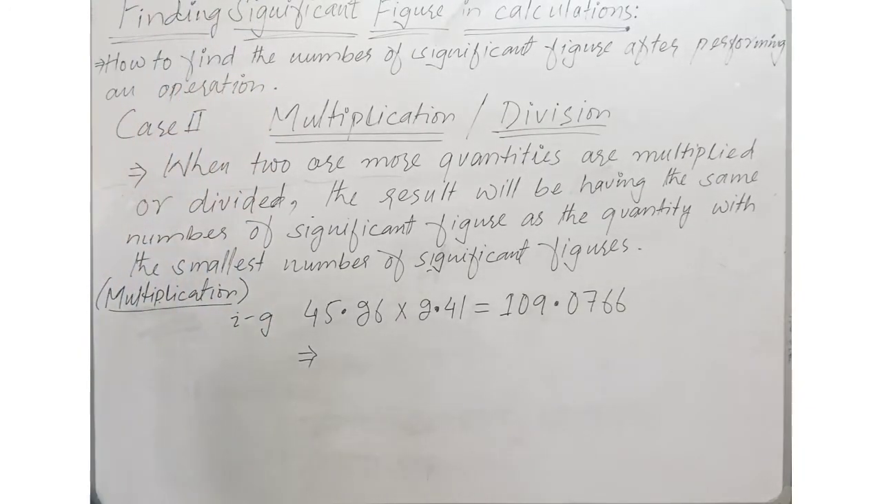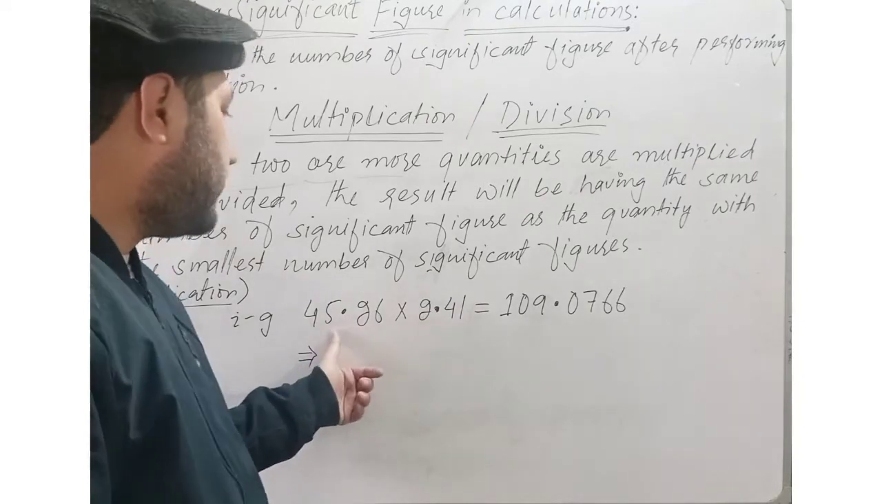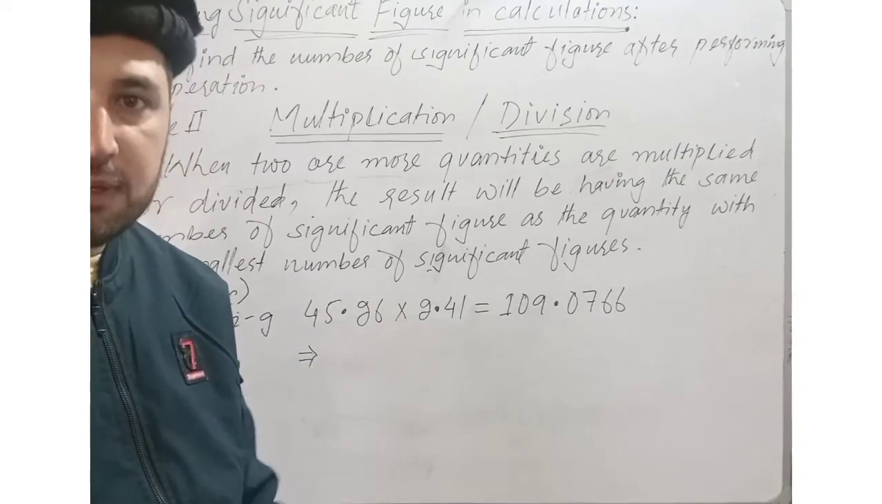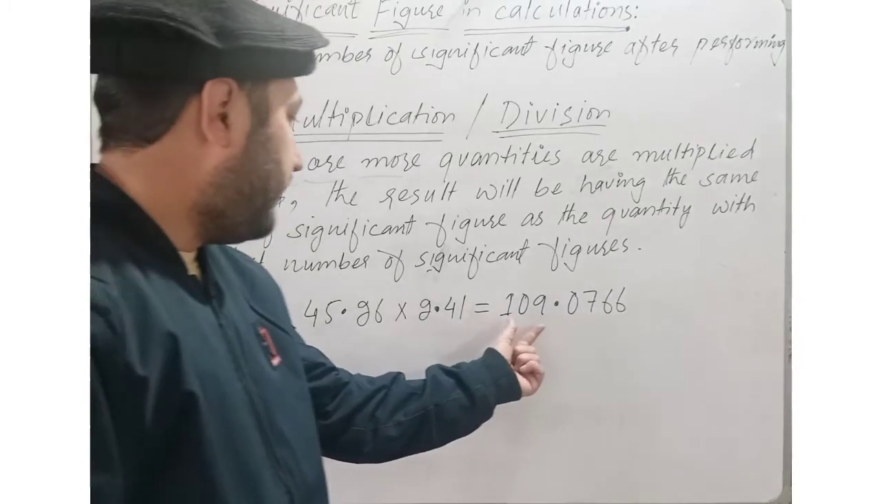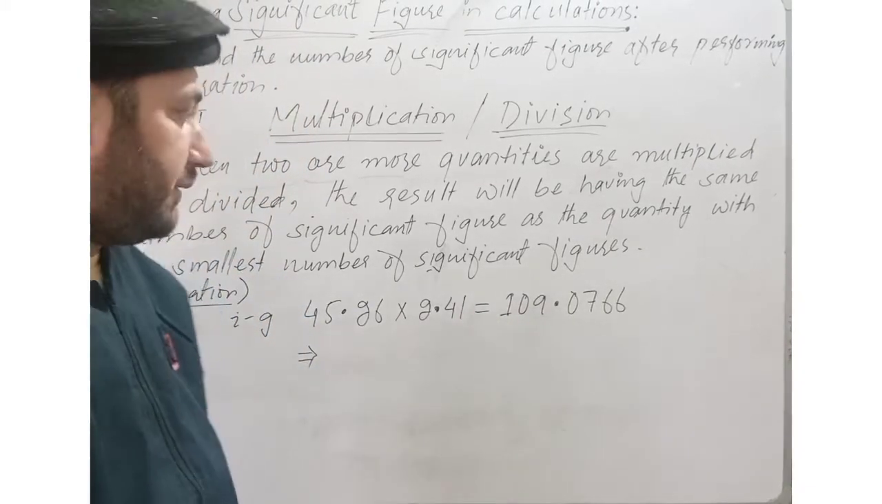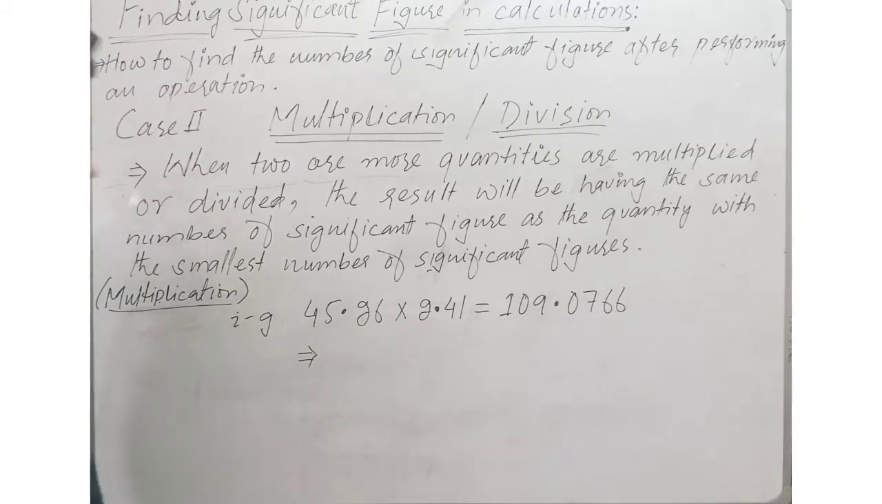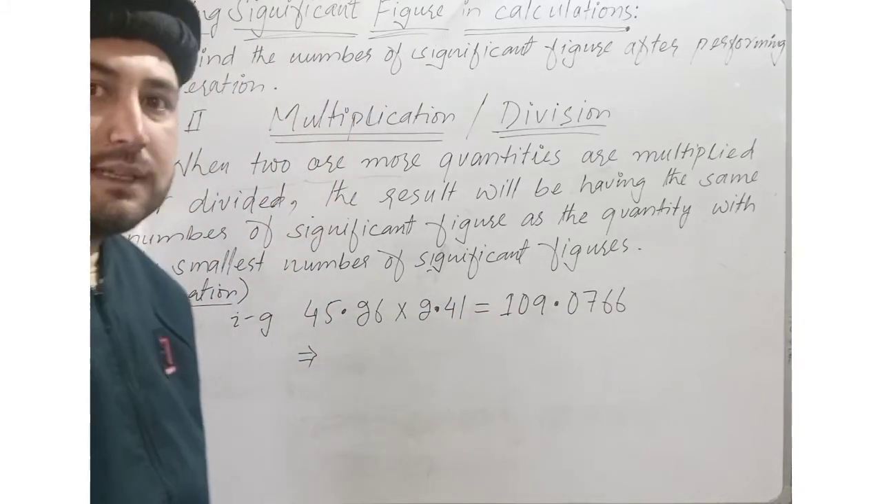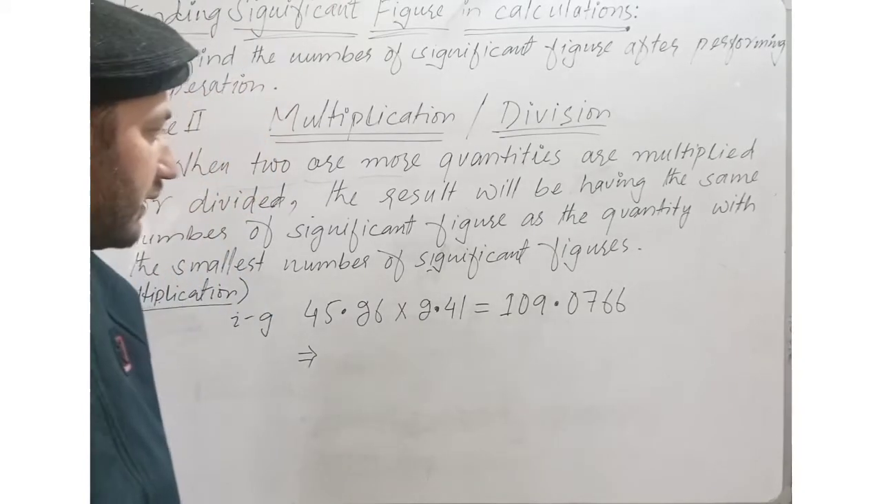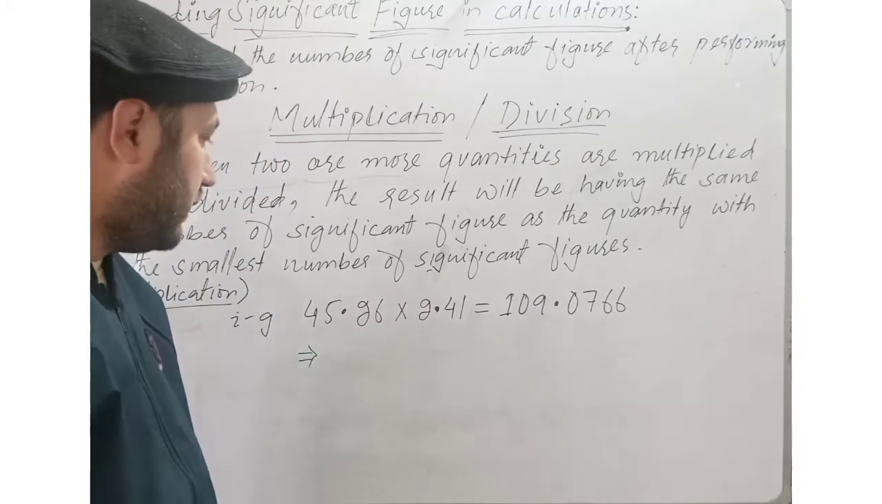So we have to look at these two quantities. Whichever quantity has the fewer significant figures, our result will have the same number of significant figures. So we have to round off all the digits and confine our result to the least number of significant figures in our measured quantities, right?